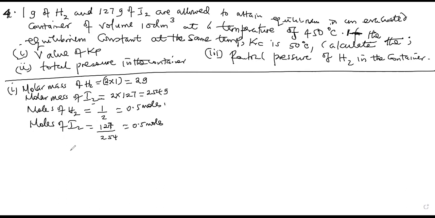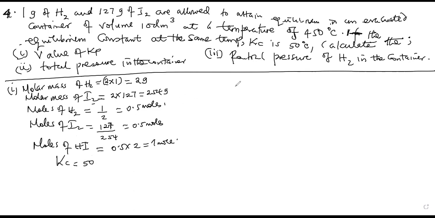After getting these moles, then we can get moles of hydrogen iodide. From the ratio in the equation, we know that 1 mole of hydrogen plus 1 mole of iodine give 2 moles of hydrogen iodide. So it will be 0.5 times 2, which will give 1 mole. And remember, Kc is equal to 50.